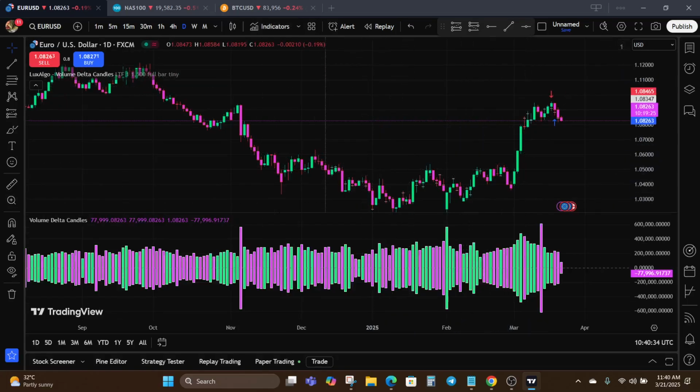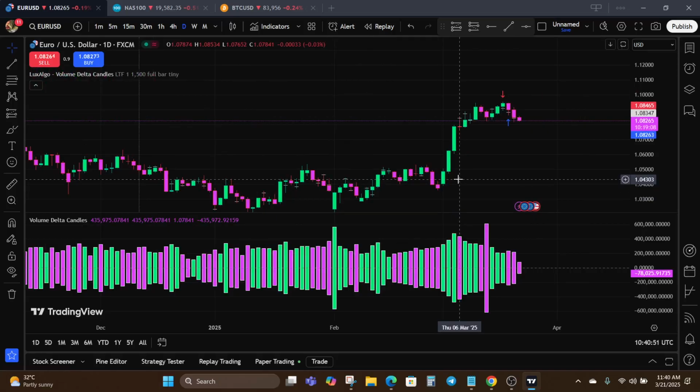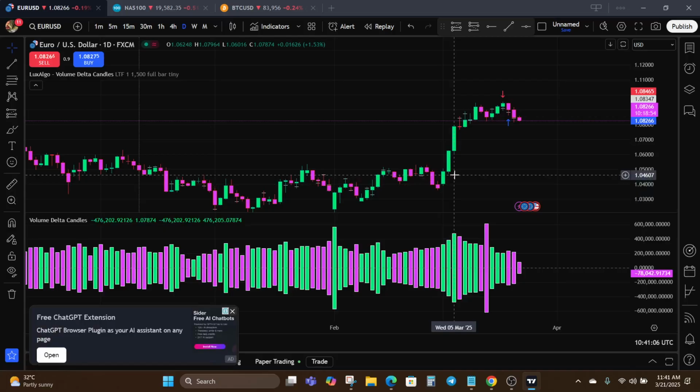Reading volume delta candles properly is very, very important, and that is the reason why we are adding this other indicator, so that we can look at the negative and positive aspects. When you have large green delta candles, like I said before, it indicates strong buying pressure. So if price is also rising and you have large green delta candles, it confirms an uptrend.